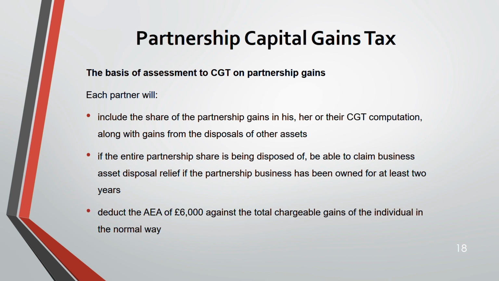And you can deduct annual exempt amount of 6,000. Annual exempt amount in CGT is normally 3,000 for this tax year, plus 3,000 brought forward from the previous year. So it's 6,000. AE is always 6,000. So deduct AE of 6,000 against your chargeable gain, like how you have done for an individual in the normal way. Then calculate CGT at 10 or 20%, depending on the basic rate band.